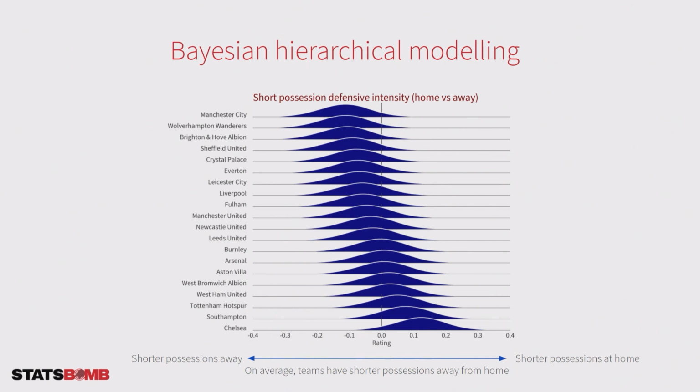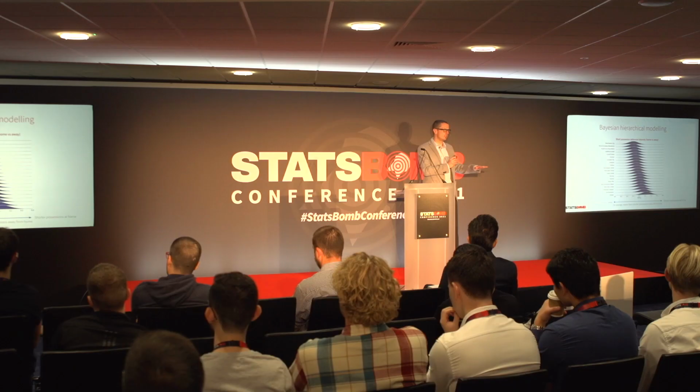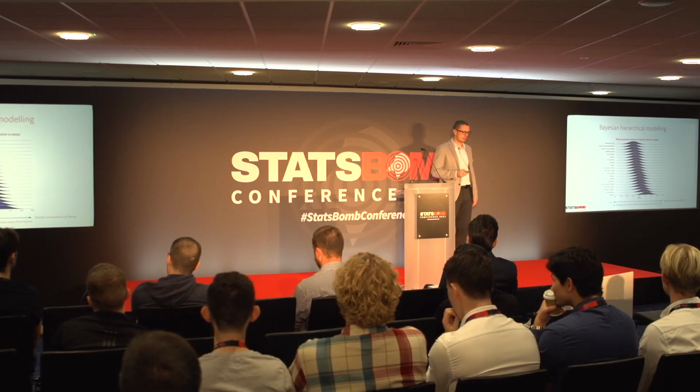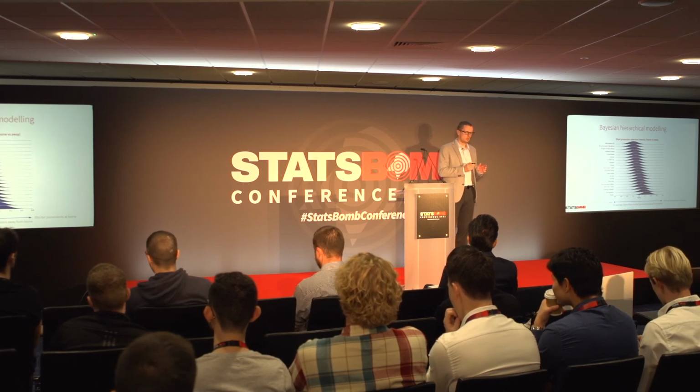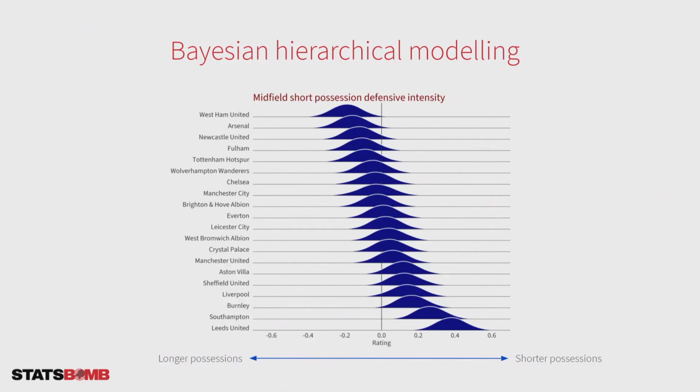So Chelsea, when they're playing, they tend to have shorter possessions at home. They're pushing up more. They're pushing up higher up the pitch. They're pressing more. Southampton, particularly, we can see a skew there. Manchester City tend to drop off. Again, this is modified by their team strength, but they tend to drop off more when they're at home versus away.